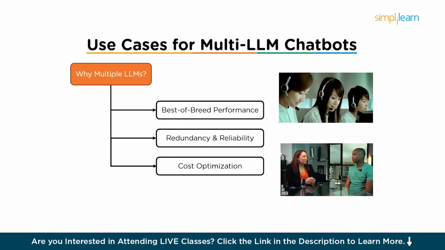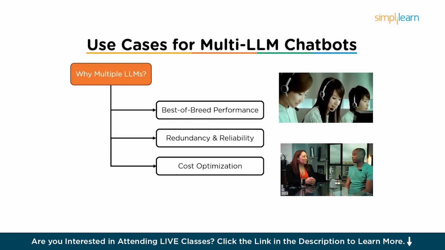Cost optimization. Different LLMs come with different pricing structures and performance characteristics. For simpler or less critical tasks, you might use a more cost-effective, smaller LLM. For complex, high-value queries, you might route to a powerful and more expensive LLM.